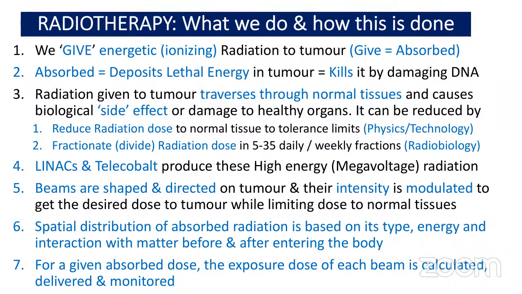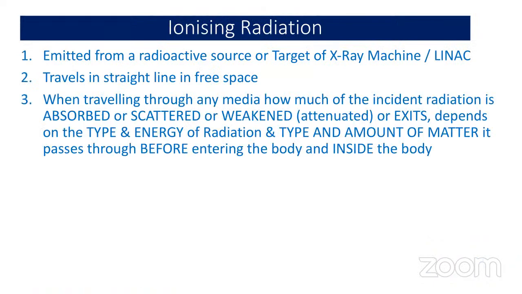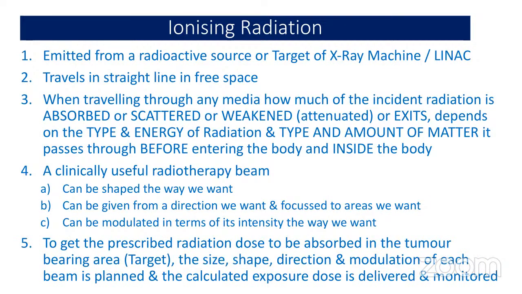We give radiation, the radiation dose is absorbed and causes lethal effects, and we give it through linacs and telecobalt machines, which give beams that can be shaped and directed. And we will talk about how to shape and direct that beam. Ionizing radiation, again, we have discussed, and we have also discussed what is absorption, what is scattering, and what is attenuation. The attenuation coefficient, the scatter coefficient, linear attenuation coefficient, all that we discussed, and different types of radiation. Today we will talk about the type of radiation which is megavoltage radiation that is used in clinical radiotherapy.